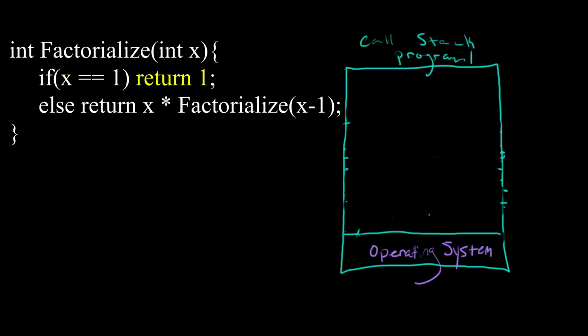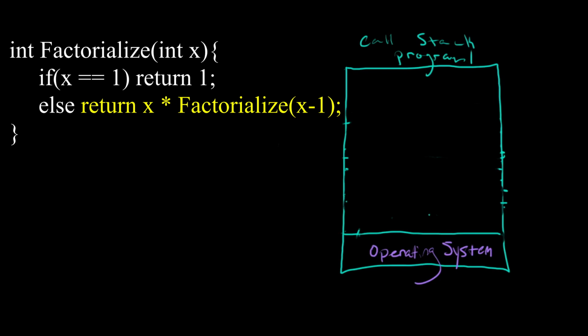Then we're just going to return 1, because if you think about it, if you try to factorialize 1, it's just 1, because 1 is the lowest positive integer. Anyways, that's our base case. Now our recursive case is if x is equal to anything else, and you can see what we're doing is returning x times the function factorialize with the parameter x minus 1.